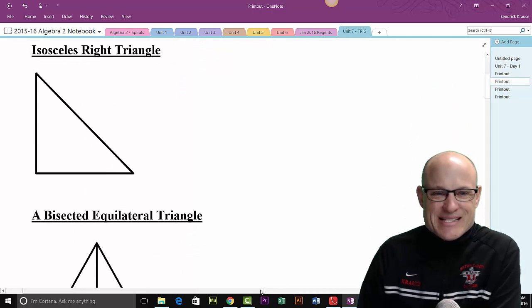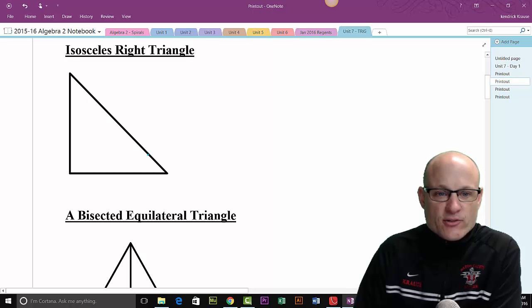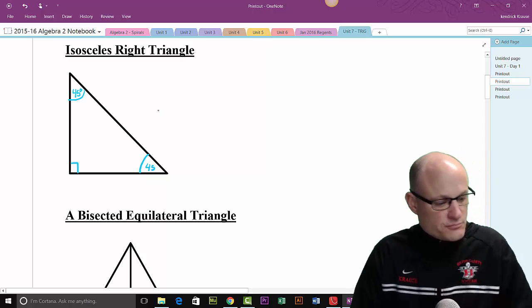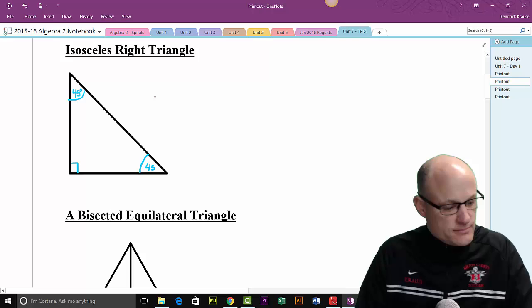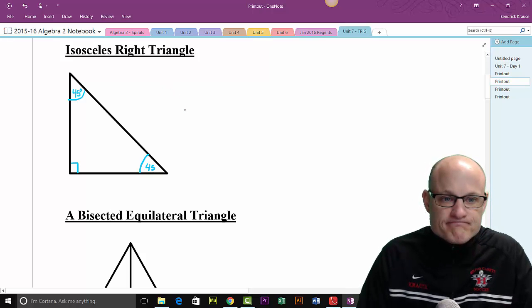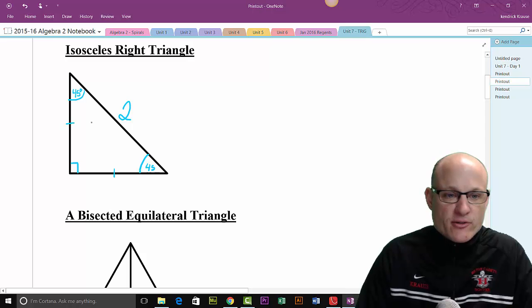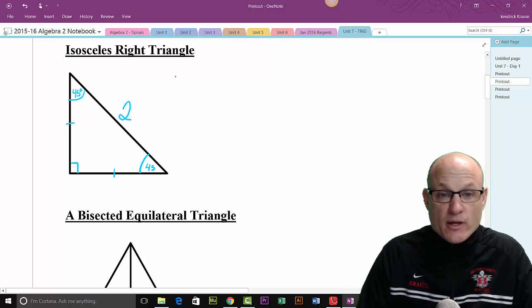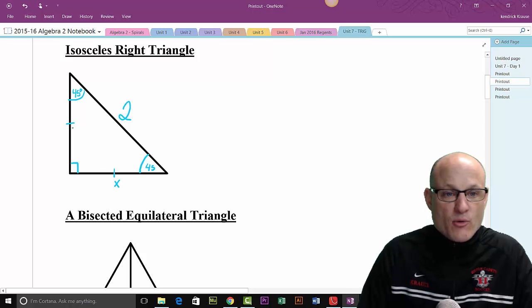Okay, we're going to start with an isosceles right triangle. You know it's an isosceles right triangle when I tell you it's a right triangle and these angles are 45 degrees. Both of them are 45 degrees. So to make our life easy, we're going to say this is 2. And I want you to find these two sides. Now, I know these two sides are the same, but I'm not exactly sure what they are. Let's see here, we have a right triangle, and since they're the same, I can call them both x.